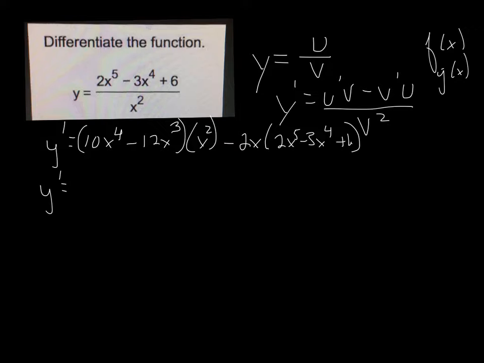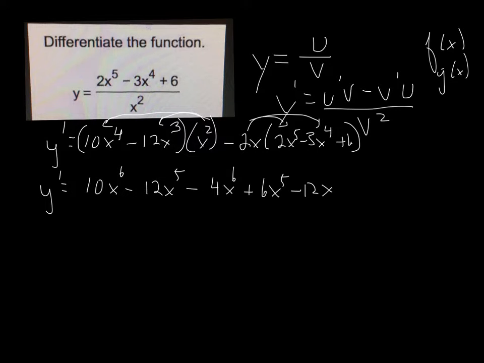And in this case, it means that we need to distribute this x squared into this bracket and the 2x into this bracket to see what we have here. And so we have 10x to the 6th minus 12x to the 5, minus 4x to the 6th plus 6x to the 5, and then minus 12x. And so cleaning this up, if we get like terms together, we have 6x to the 6 and negative 6x to the 5 minus 12x, and that should be our derivative.